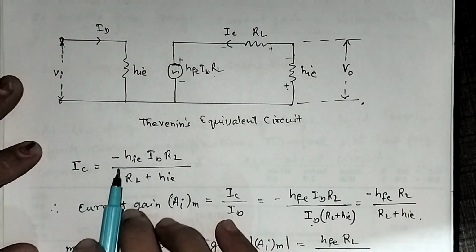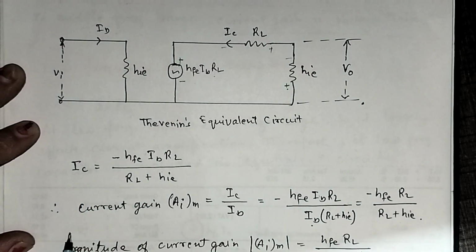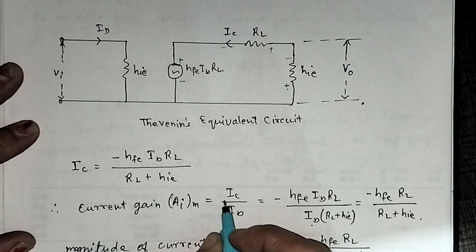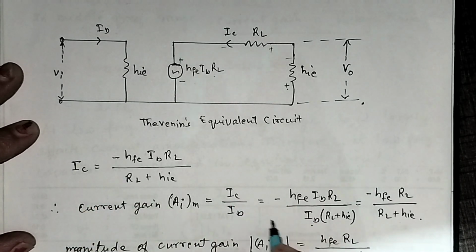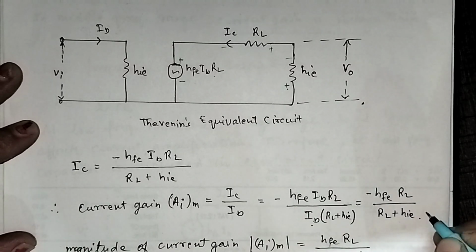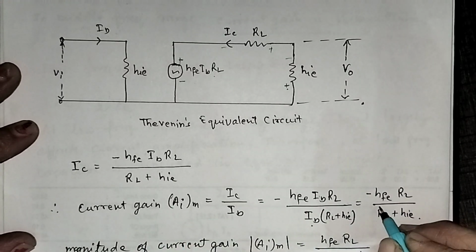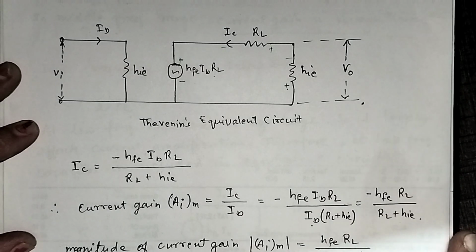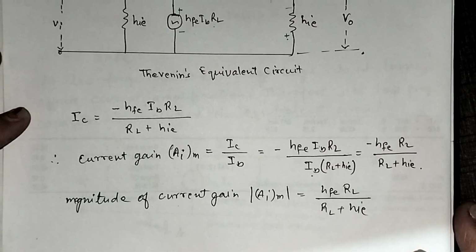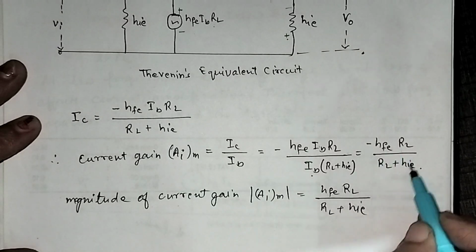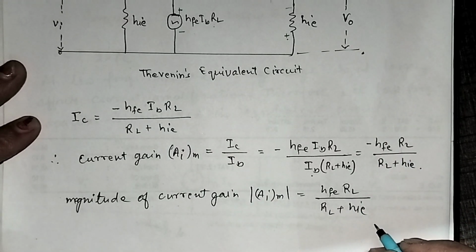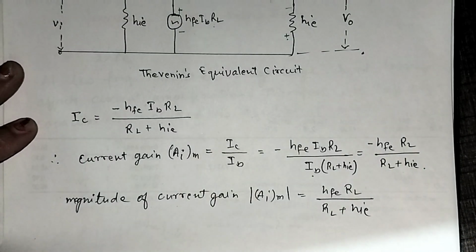After finding the expression for the output current, we will find the current gain. Here current gain is the output current upon input current. Now we will put the value of this IC here and solve the equation. Then we get the value for the current gain. It is minus hfe RL upon RL plus hie. Now we'll find the magnitude of the current gain by putting this expression in modulus. So it will be the expression for the magnitude of the current gain.